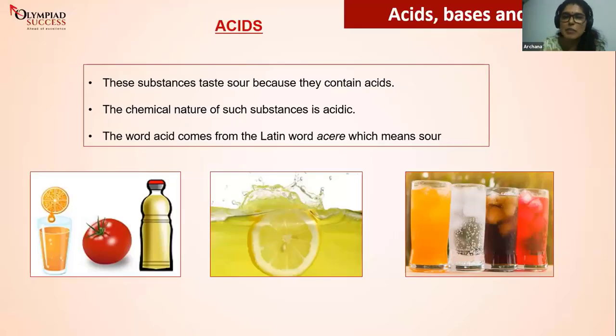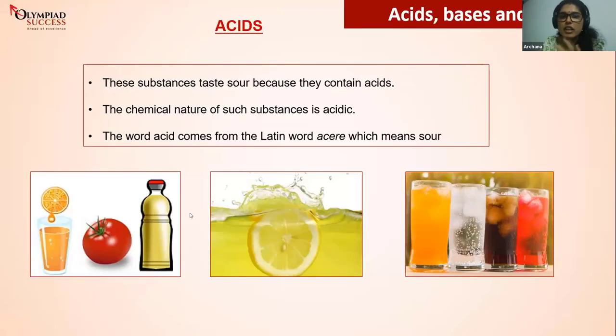When we taste lemon, it tastes sour, isn't it? That is because of the presence of acid. So the first thing we say when we have to say whether a substance is an acid or a base is the taste. If it is sour, then we call it an acid. The word acid comes from a Latin word, acere, which means sour.